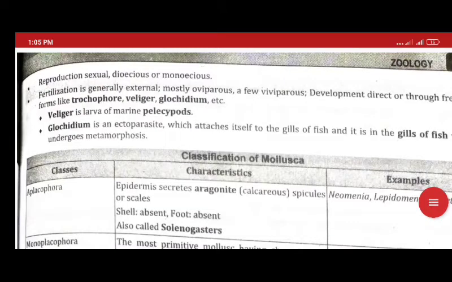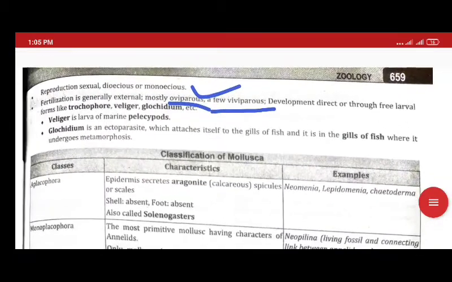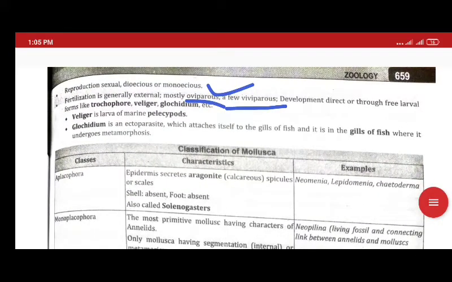Next feature is reproduction, that is sexual, dioecious or monoecious. Fertilization here occurs by oviparous means, egg laying, or viviparous too, meaning inside the mother's body. Development here is direct or indirect, both. So the larva stage occurs here: trochophore like in Annelida, veliger, or glochidium. These are the three types of larva.